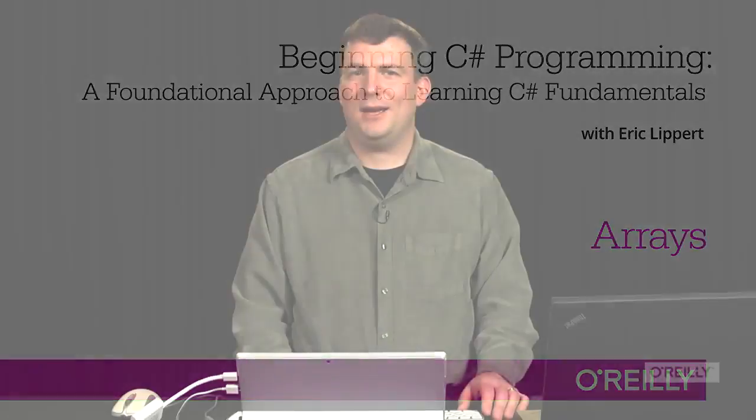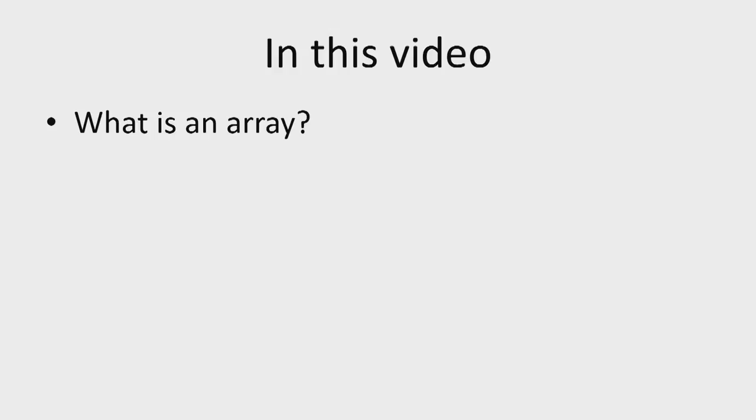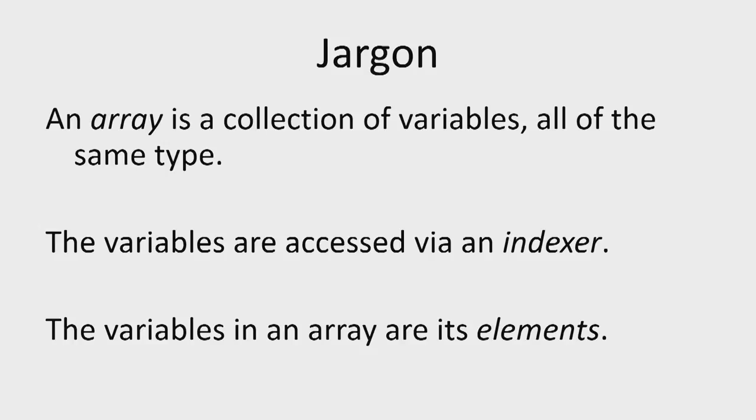In this video, very straightforward, we are going to answer the question, what is an array? And let's just jump right into it. I'm going to tell you: an array is a collection of variables, all of the same type. The variables are accessed via an indexer, and the variables in an array are called its elements. All right, well, that was totally formal and not understandable, so let's look at an example.